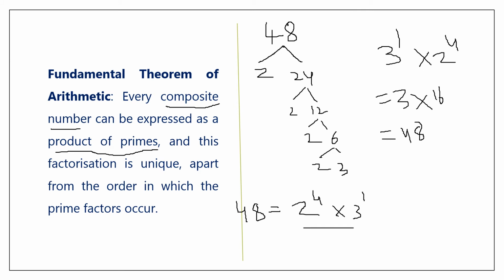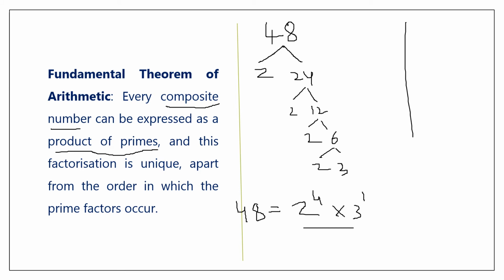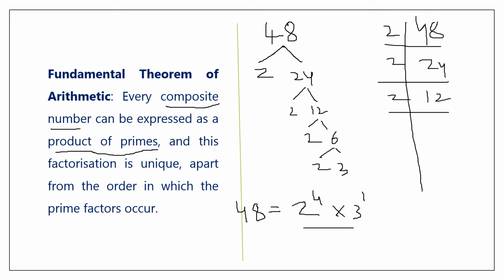To find the prime factorization of any composite number, you will use the factor tree method or the long division method. Suppose by using the long division method, how do we find the prime factorization of 48? I want to find the prime factorization of 48. We start with 2, always prime numbers. 2 24s. Again with 2 is possible. 2 12s. Again with 2 is possible. 2 6s. Again with 2 is possible. 2 into 3.